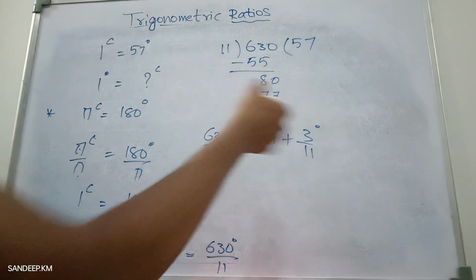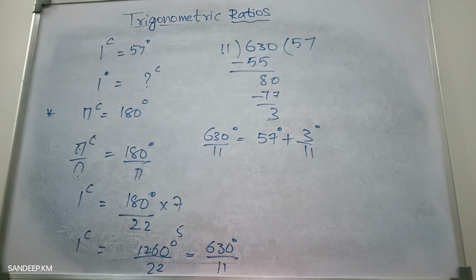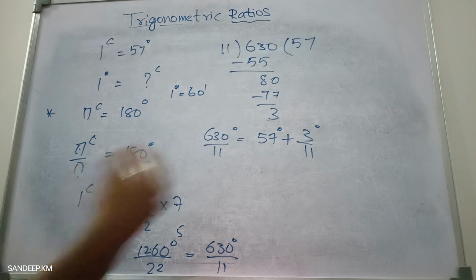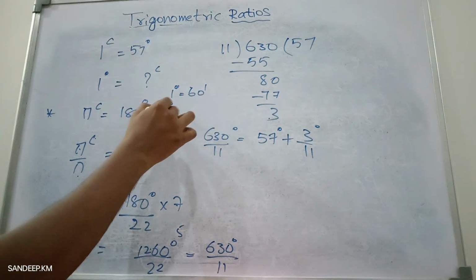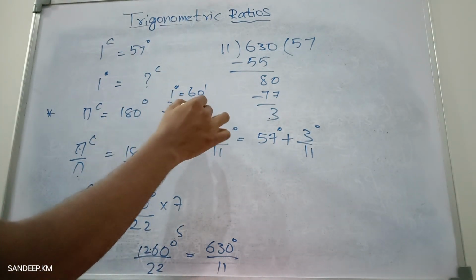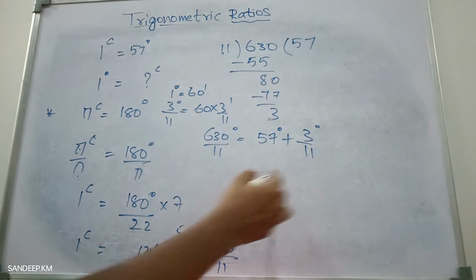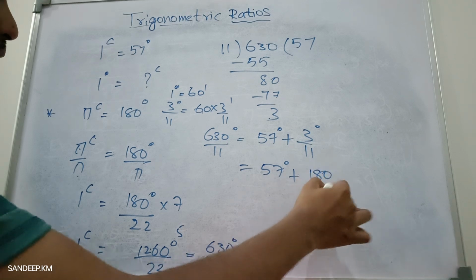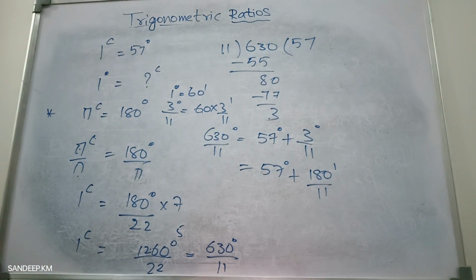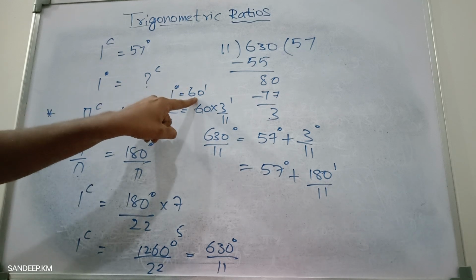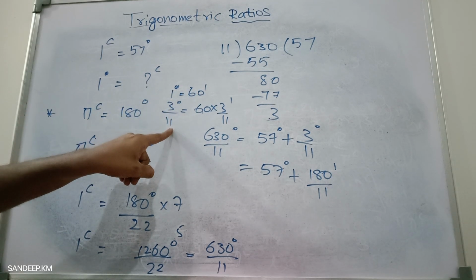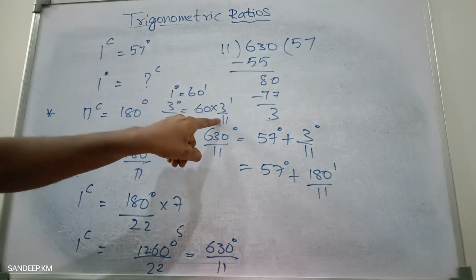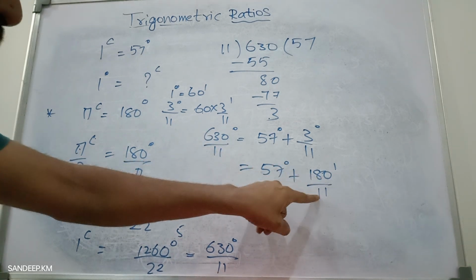Now what does 3 by 11 degrees mean? We know that 1 degree is equal to 60 minutes, correct or not? Then what is 3 by 11 degrees? Multiply by 3 by 11 on both sides. 3 by 11 degrees means 60 into 3 by 11 in minutes. It is not seconds, I'm sorry, minutes, because 1 degree is 60 minutes. So I got 3 by 11 degrees is equal to 60 into 3 by 11 minutes, which is nothing but 180 by 11 minutes.